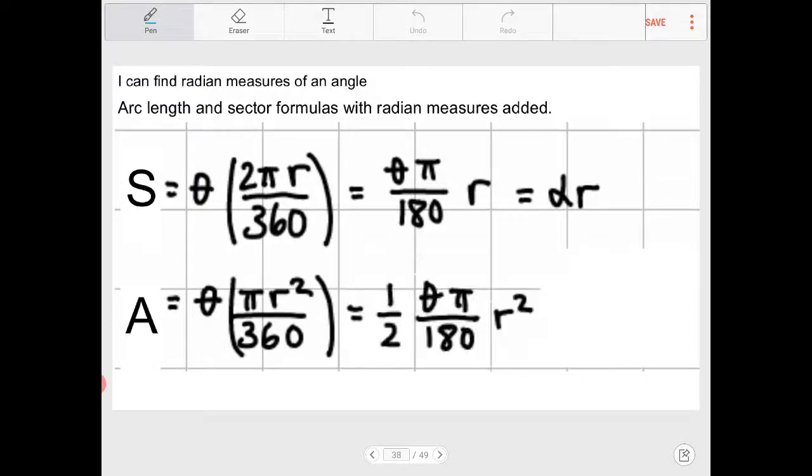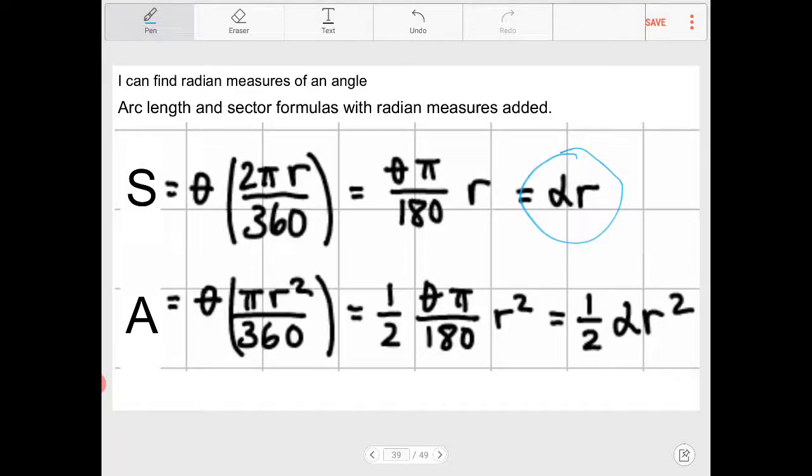I can take this and do a little bit of rearranging. Isn't 180 times 2 the same thing as 360? And isn't this right here just the formula to convert from degrees to radians? So as a matter of fact, this can all be reduced down to 1/2 alpha times r squared. Again, alpha is the angle in radians. I don't know about you, but this is a very, very clean looking formula. It's very elegant, it's simple. Same thing with this.